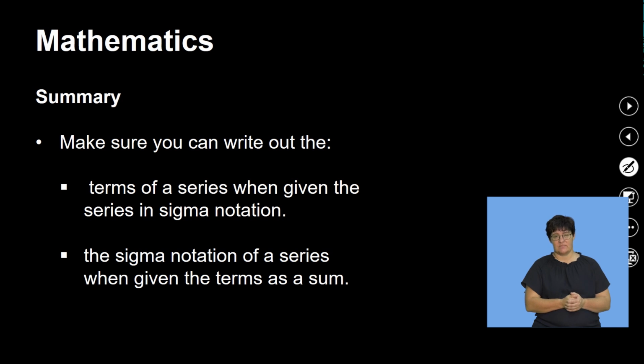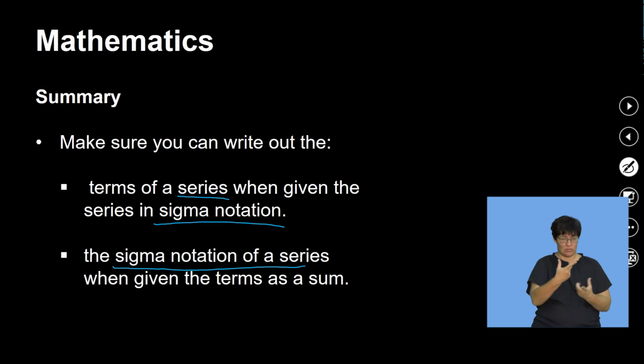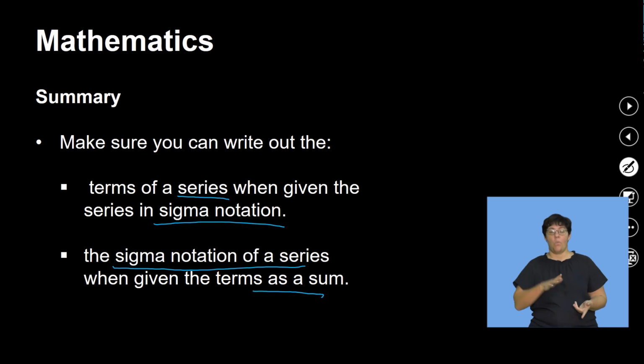Now, just to summarize everything that we've done, guys, is make sure that you write out the terms of a series when given the series in sigma notation. I did give you those notes for you to please look at. Also, the sigma notation of a series when given the terms as a sum. So it was the 2 steps that I gave you in terms of 3s, right? I gave you 3 steps and 3 steps for 2 parts of this. It's when you are given the sigma notation, they want you to find the sum, or you are given the terms and they want you to write it in sigma notation.